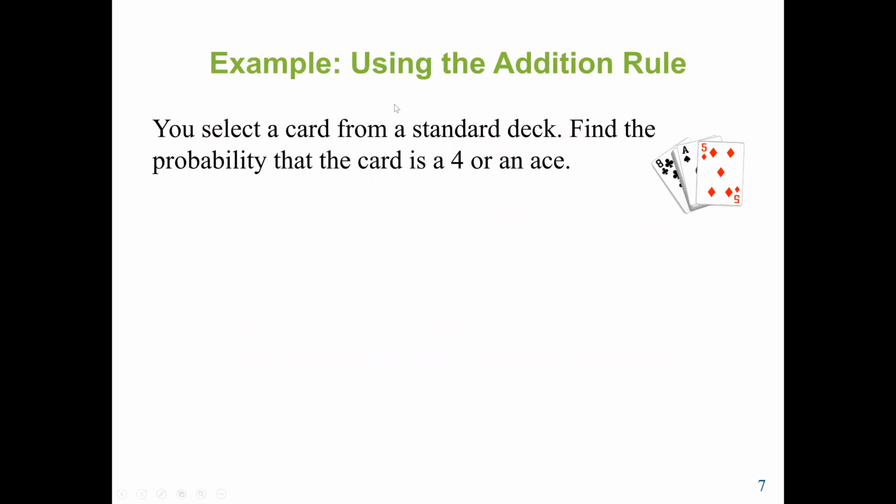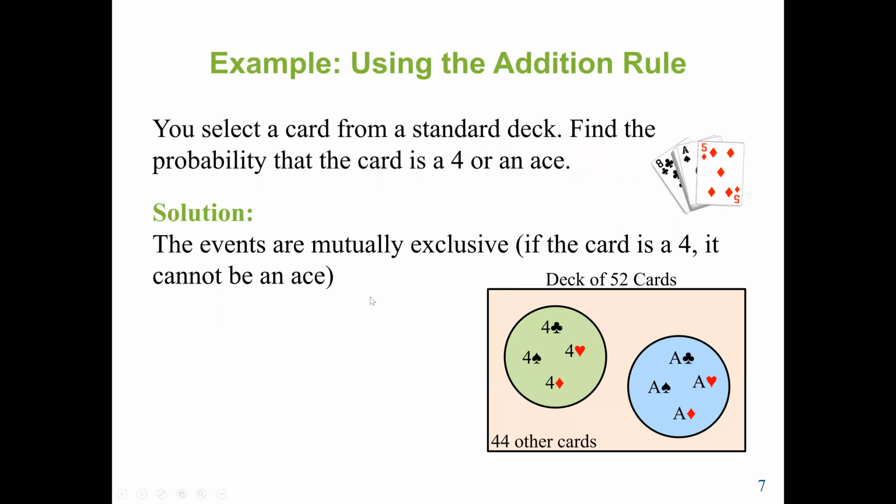Now let's see an example using the addition rule. Here they say you select a card from a standard deck. Find the probability that the card is a 4 or an ace. So again, we know the total is 52 cards. Here the events are mutually exclusive because if the card is a 4, it cannot be an ace at the same time. They have to be two separate cards.